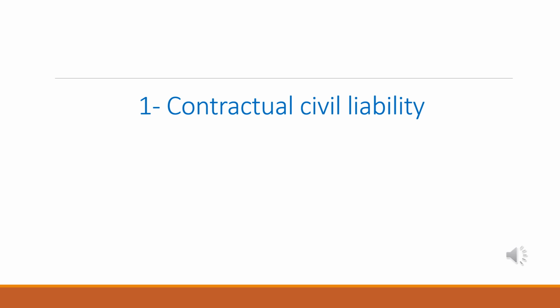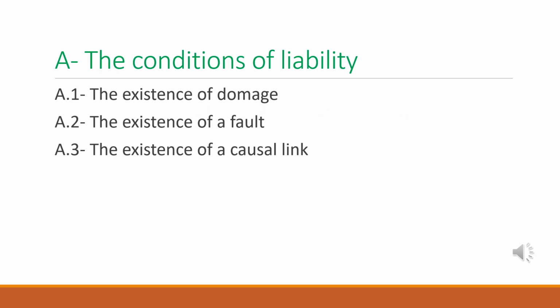1. Contractual civil liability. A. The condition of liability. The mechanism of contractual liability is based on three conditions: the damage, the fault, and the causal link between the two. This liability may be subject to limitation and exception depending on the case. It gives rise to legal action to repair the damage.